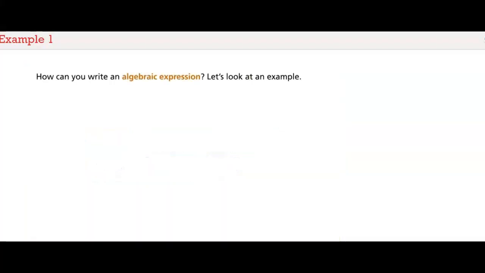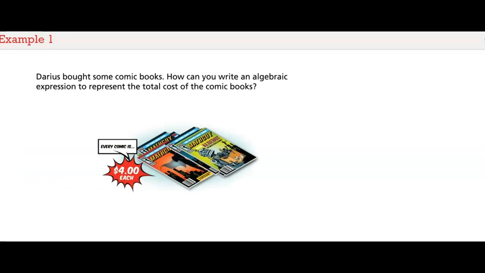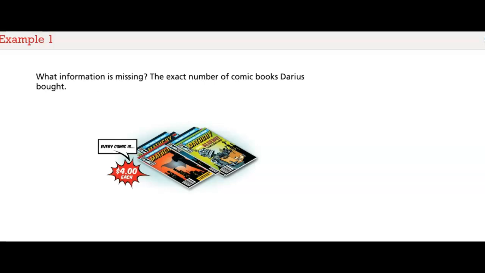How can you write an algebraic expression? Let's look at an example. Darius bought some comic books. How can you write an algebraic expression to represent the total cost of the comic books? What information is missing? The exact number of comic books Darius bought.